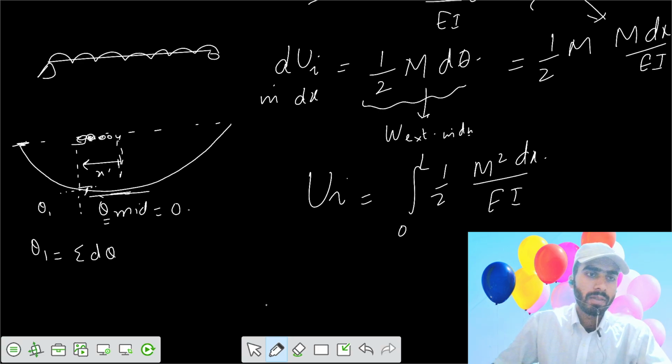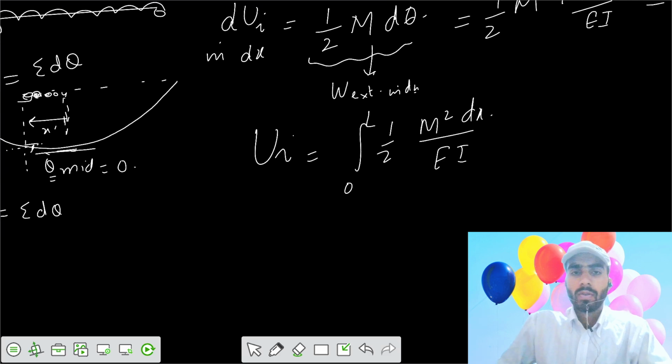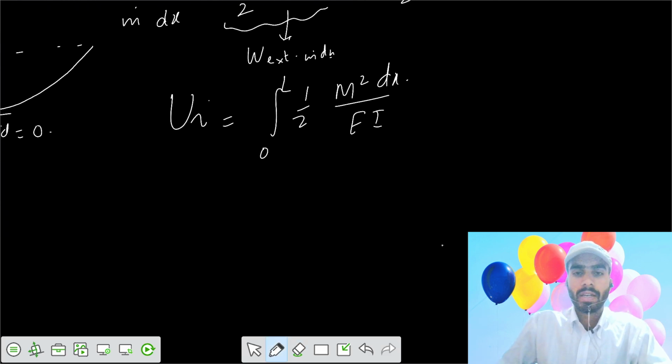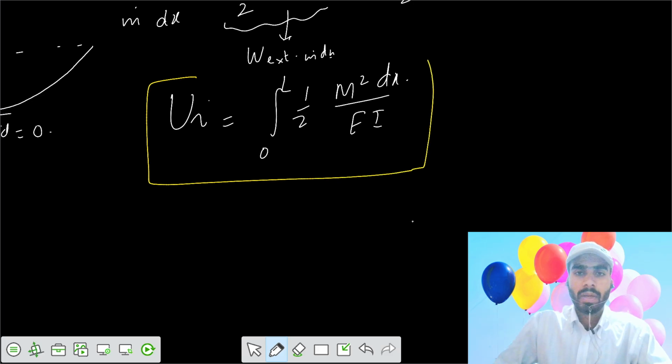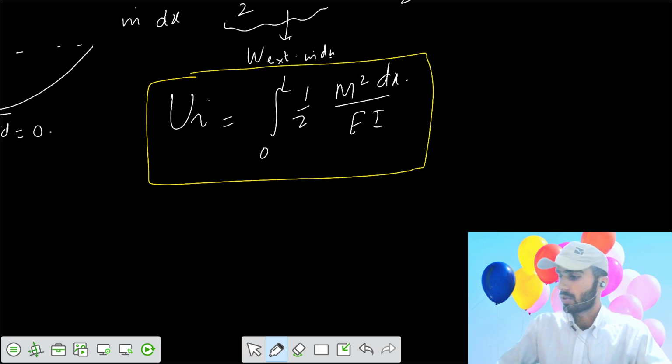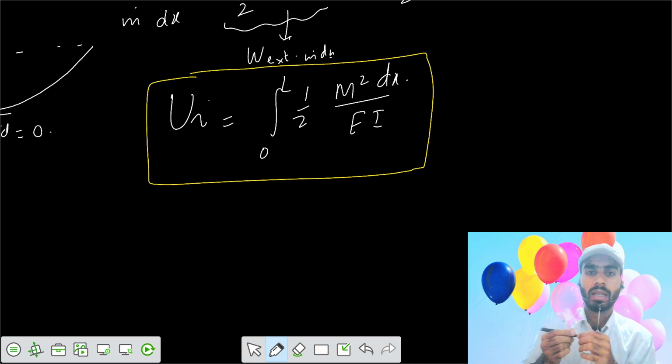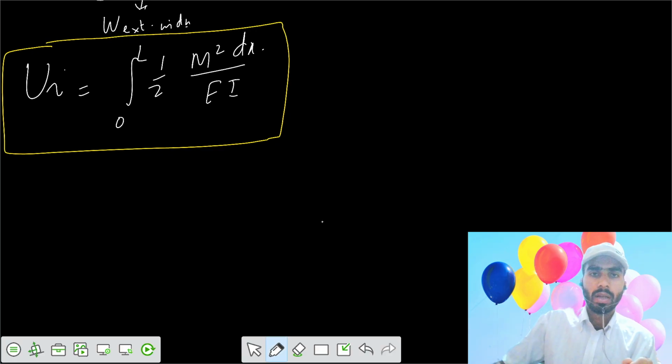Similarly, for the value of theta at the support, the summation of all those small strips have contributed small slope deformations d theta, and if you sum them, you get the value of theta at the support. So finally we got the equation that the internal strain energy stored in the beam because of bending equals the integral of M square dx by 2 EI. So similarly, we can say if you have a beam, then you apply a torque.